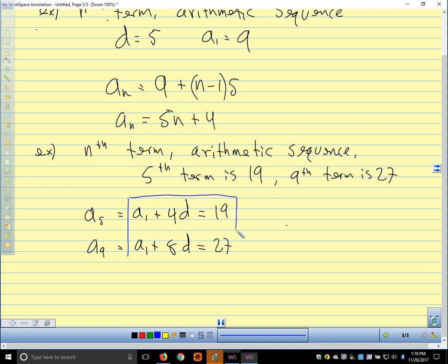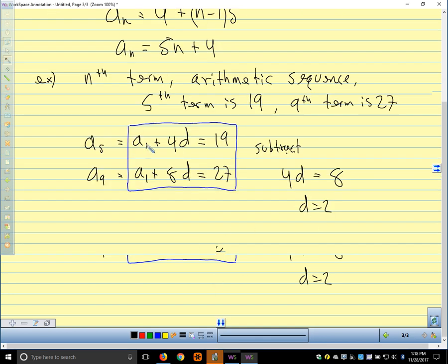Well, here we have a visit from an old familiar friend. What do we have here? A system of equations. We have two variables, two unknowns. We have a sub 1 and we have d. Well, this one is nice because we just subtract the first from the second, because the coefficients on these are the same. Subtract, and we get 8d minus 4d is 4d. 27 minus 19 is 8. So d equals 2.